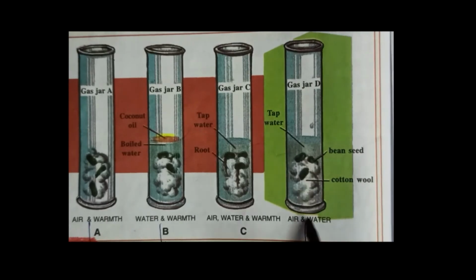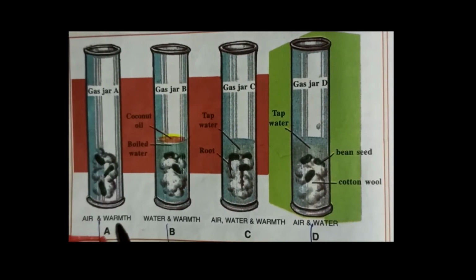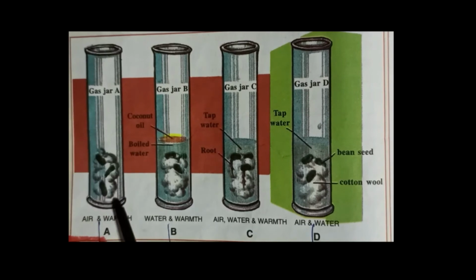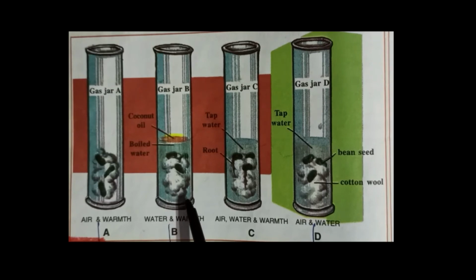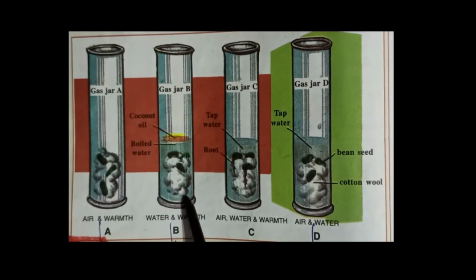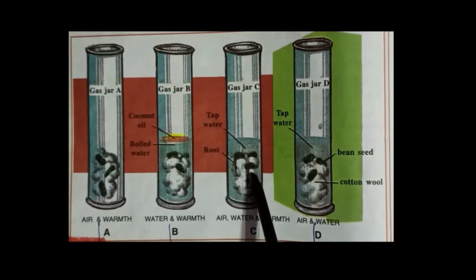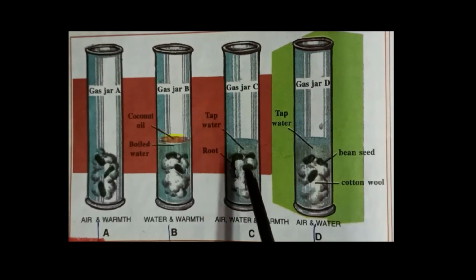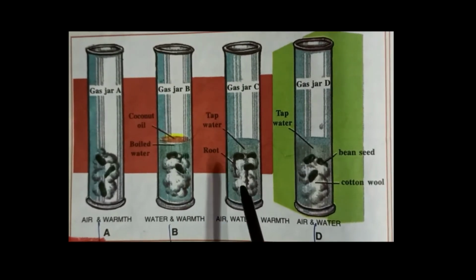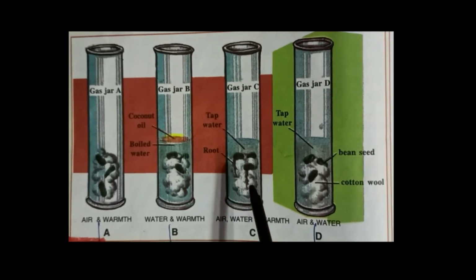Now after 2-3 days, when you watch this, you will find that in jar A there is no germination as there was an absence of water. In jar B also there is no germination because there was an absence of air. But in jar C you will see germination take place in the bean seeds, as a sufficient amount of water was available, air was available and the temperature was suitable for germination. That's why the bean seeds in jar C germinate.